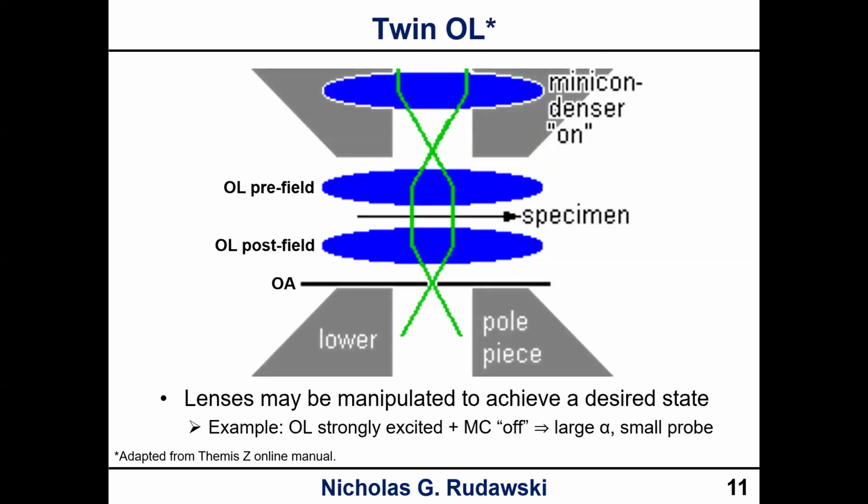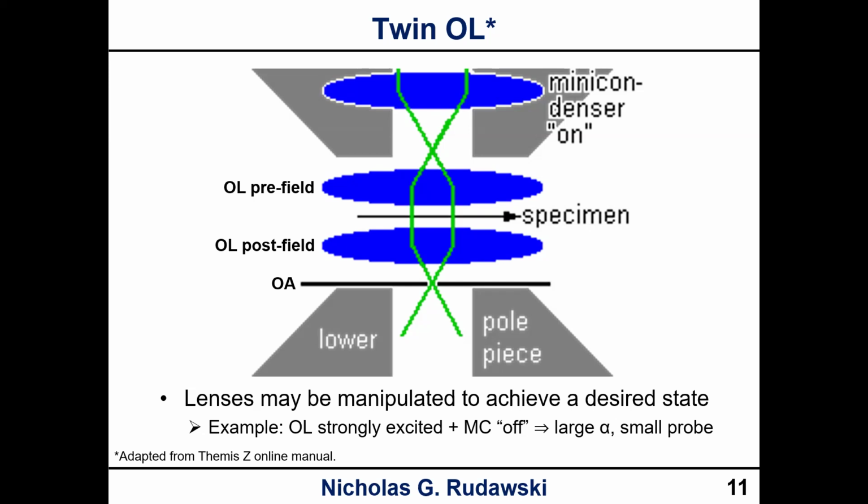Now, if we look at our objective lens, it typically has a twin lens design, which means that we can think of it as having a pre-field and a post-field, and the sample sits approximately in the middle. There's an upper pole piece and a lower pole piece, and in the upper pole piece we also have what's called a mini condenser lens. So we can manipulate all these lenses to get a desired illumination condition for the sample and also the actual environment of the sample, as I'm going to explain in a minute. For instance, if we strongly excite the objective lens and we turn the mini condenser off, we can get a large alpha value and presumably a fairly small probe.